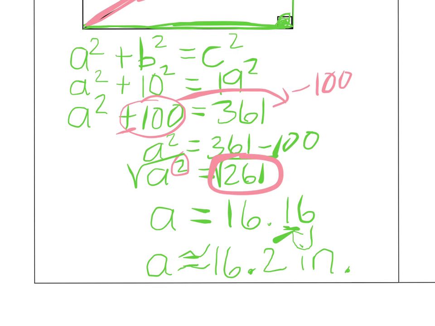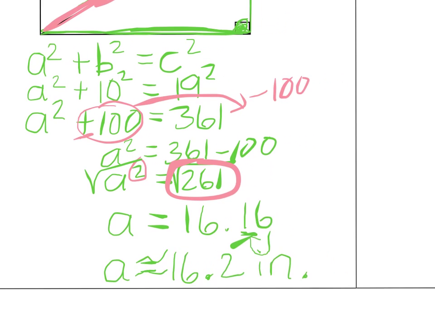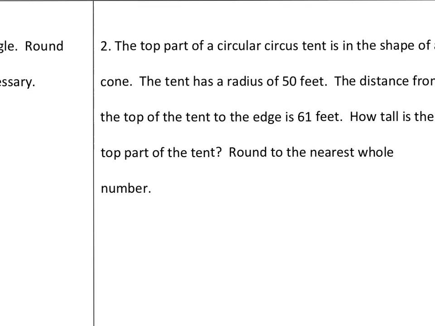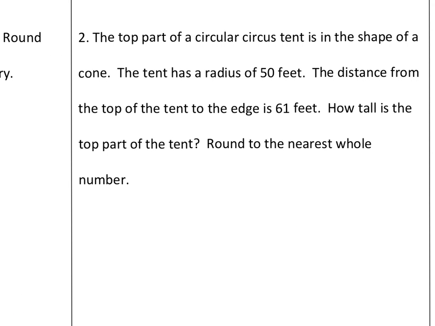Okay, let's go on to the next example. So if you'll just kind of look over here and go back up to the top of the page on the right side, we've got another example here. It says the top part of a circular circus tent is in the shape of a cone. So the top part is in the shape of a cone. The tent has a radius of 50 feet. The distance from the top of the tent to the edge is 61 feet. How tall is the top part of the tent? Round to the nearest whole number.